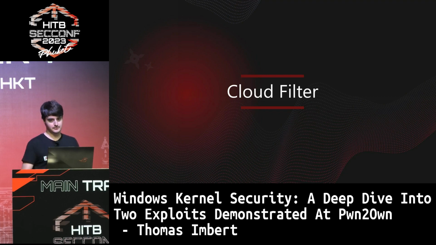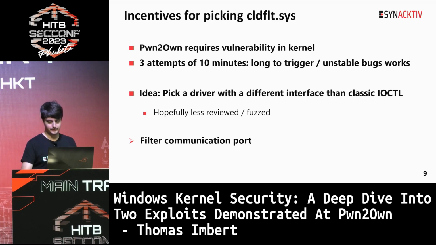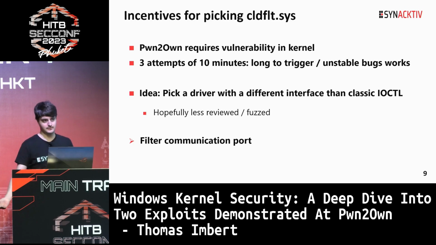The first exploit is in a cloud filter driver. But first, I want to tell you why I picked this driver. Pwn2Own actually requires you to exploit a vulnerability in kernel mode. You cannot focus on user mode services. You have to pick something in the kernel. It's the rule. I don't know why, but it's like this. And as I told you before, we have a long 10 minutes for each attempt at the exploit, so we can target something that is not really reliable and that takes a lot of time. So you could use bugs that are not really powerful.